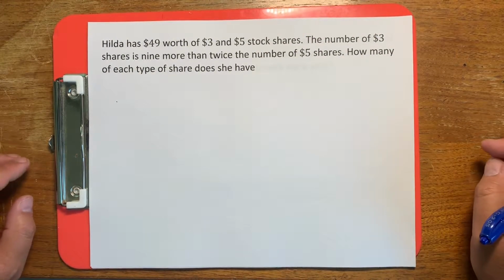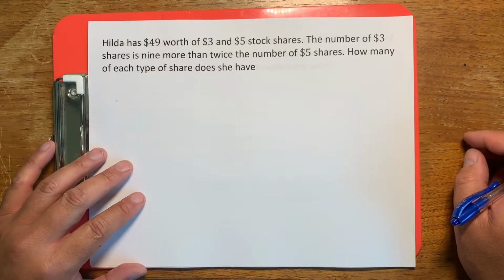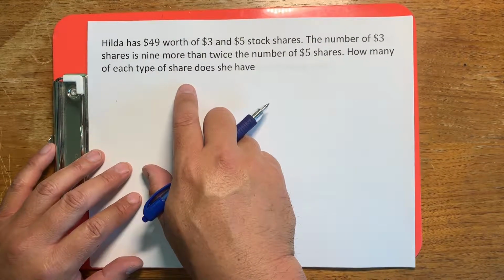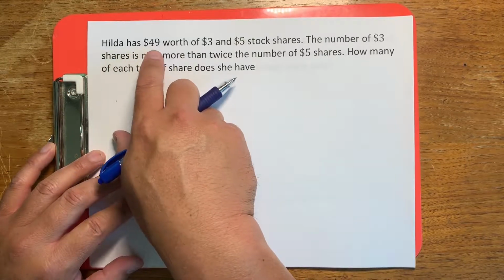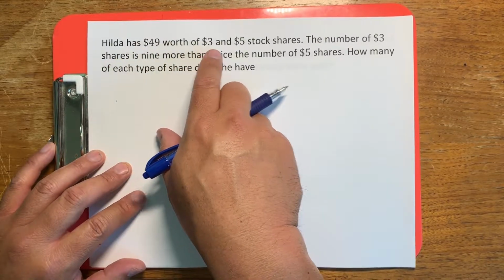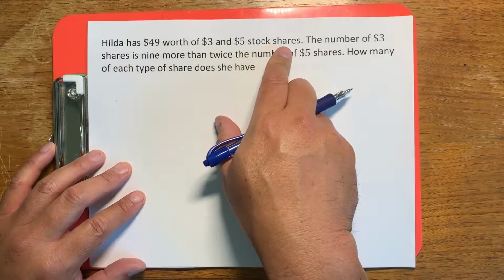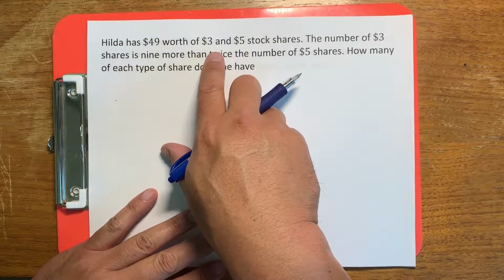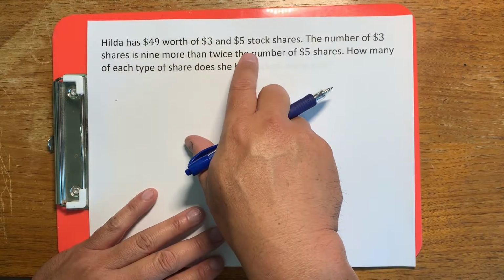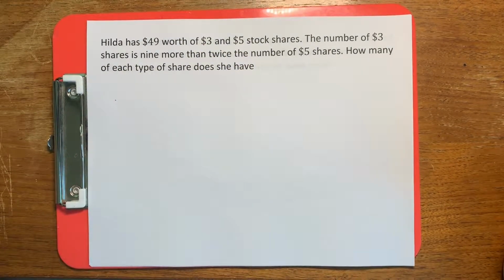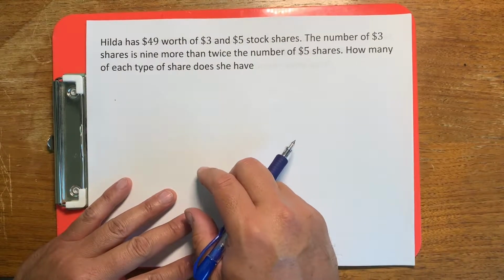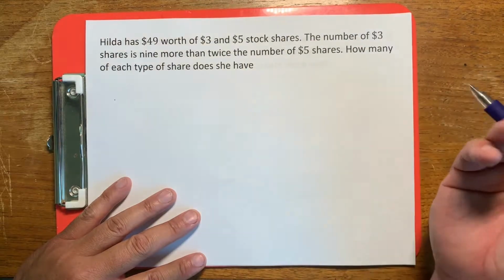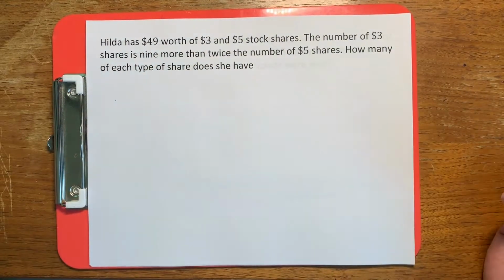Okay, now let's take a look at this one. Now this one is a little different because we're not talking about coins, we're talking about stocks. Hilda has $49 worth of stocks, of $3 and $5 stock shares. So it's basically the same problem. The only difference is that instead of saying nickels and dimes, they're just telling us how much the stocks cost. If they had done the same thing where Hilda has $3 tickets and $5 tickets, the total amount of the tickets are $49, it would be the same thing.